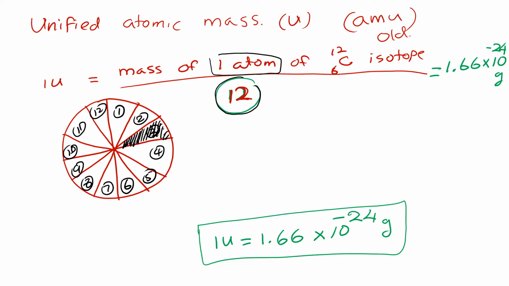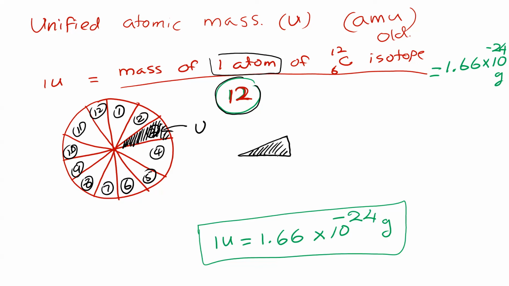Now this is what my U is. That is what this definition means. You have one carbon atom, divide it into 12 equal parts and take one part. And now we measure everything with respect to this part and see how many times we have the other things.